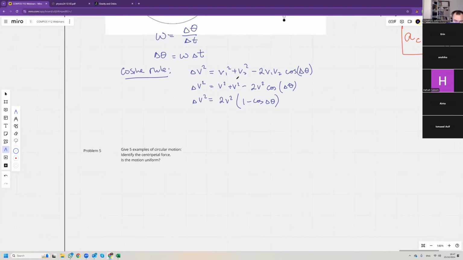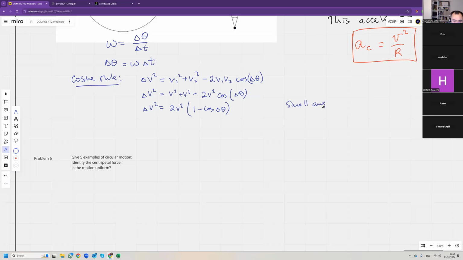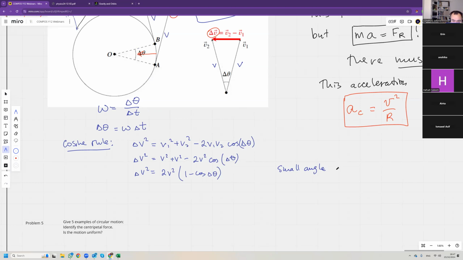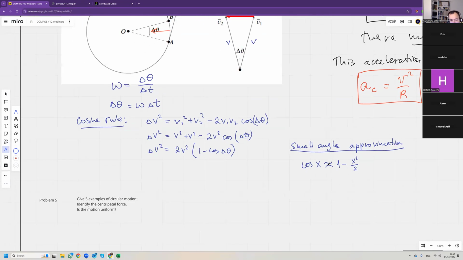Using the small angle approximation, because we can assume that delta theta is a small angle, cos x is approximately 1 minus x squared over 2. That's the small angle approximation. And that means cos delta theta is approximately 1 minus delta theta squared over 2. And then I'll plug that in. So delta v squared is 2 v squared times 1 minus 1 plus delta theta squared over 2. The 1 cancels, the 2 cancels, and I get delta v squared equals v squared delta theta squared.